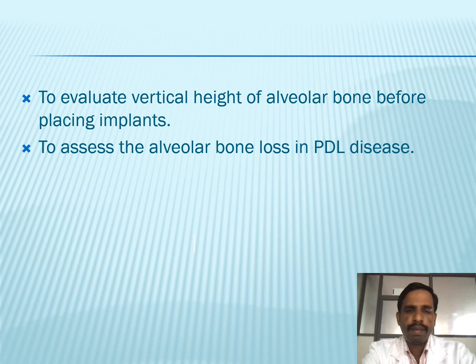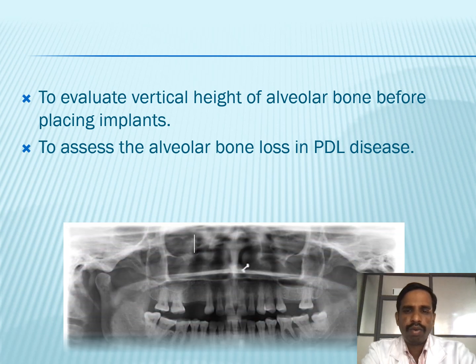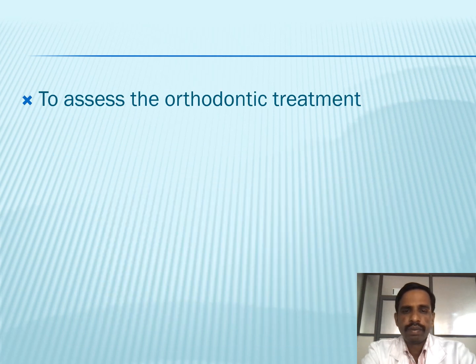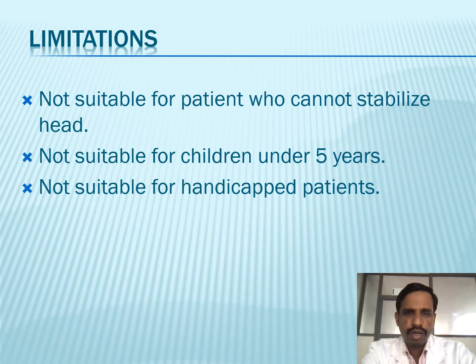And before placing implants, the most important thing is you need to determine the vertical height of the alveolar bone. To determine the vertical height, you can go for OPG initially. And to assess the alveolar bone in periodontal ligament disease and periapical diseases, you need to go for OPG. And orthodontic treatment also needs this.